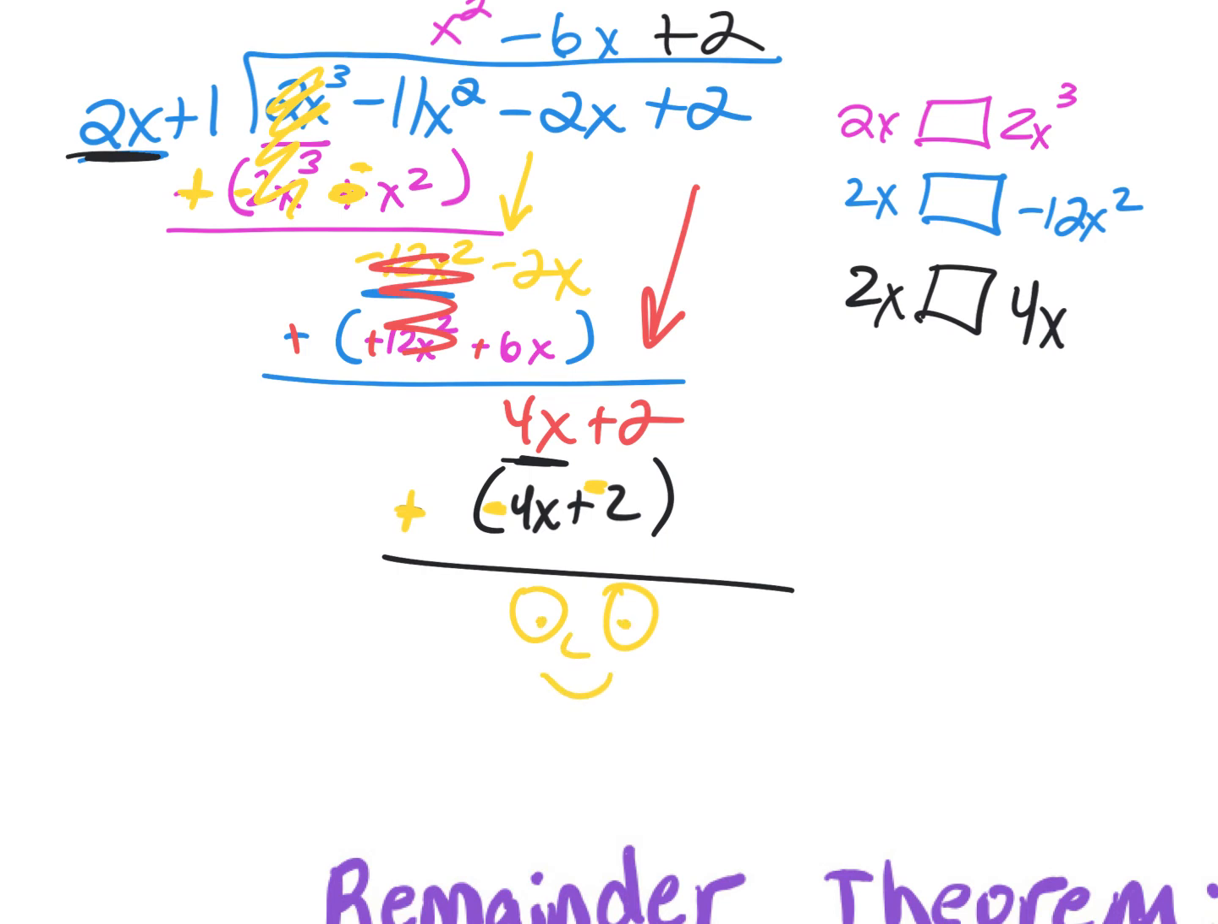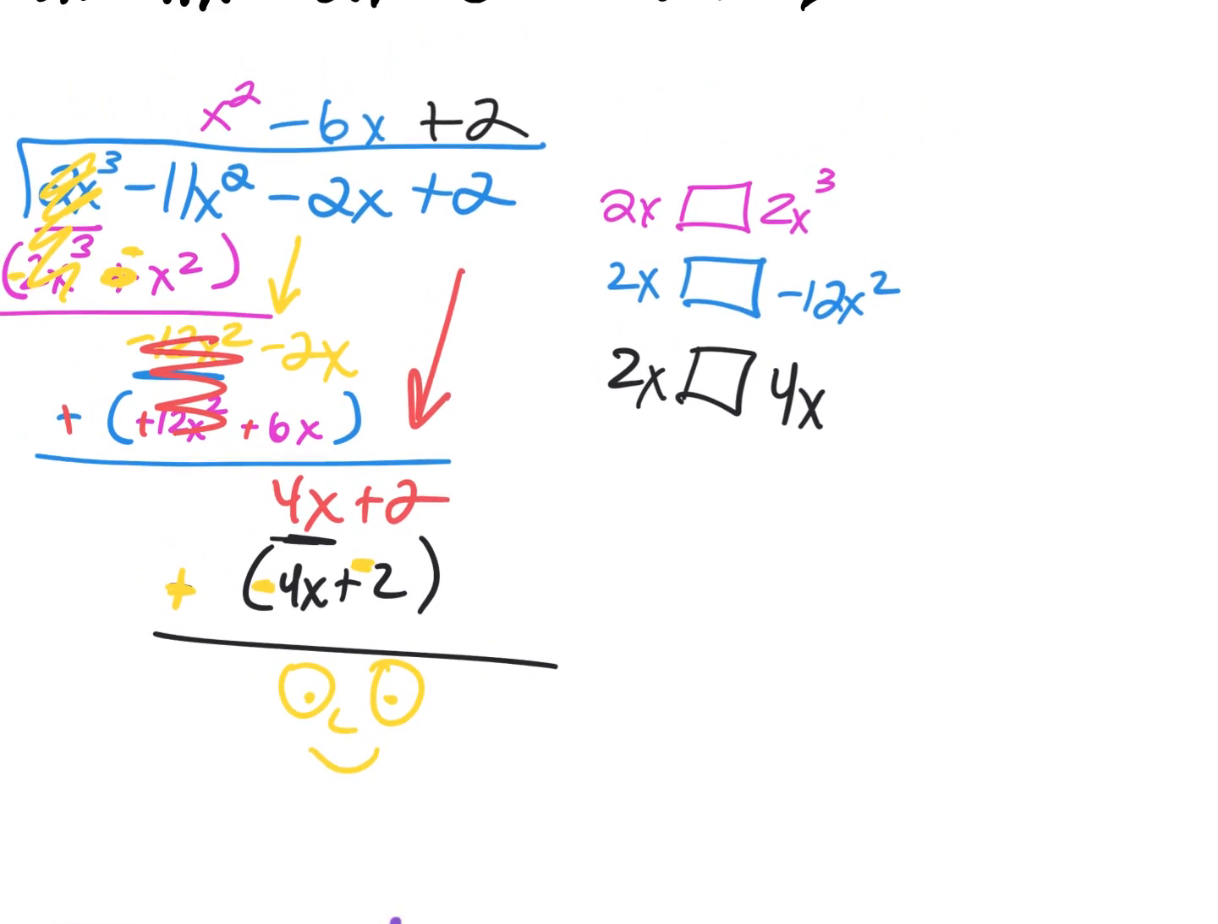Do I have a remainder? No. If I did, what would I do with it? I'd put it over 2x plus 1. If it's a positive, it'd be plus. If it's a minus, it'd be negative. So your answer is x squared minus 6x plus 2.